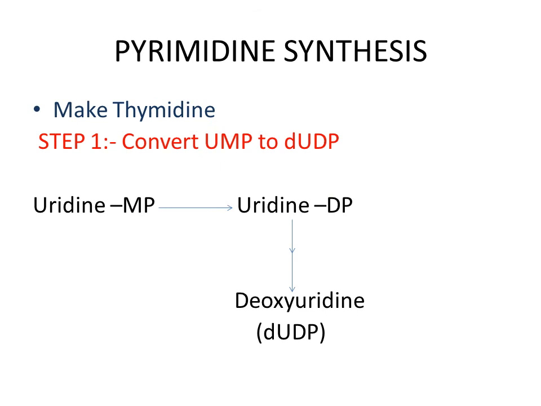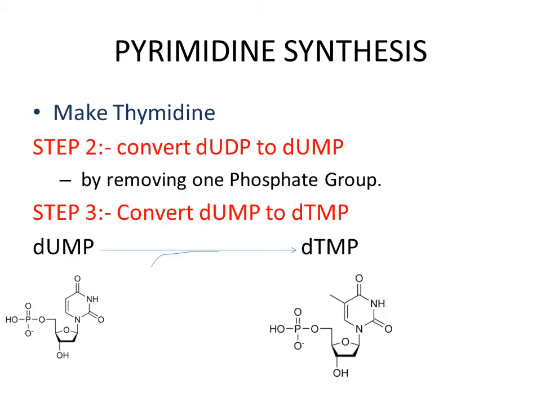So the third pyrimidine is thymidine. We are going to divide thymidine synthesis into 3 steps. The first step is to convert UMP to dUDP. Uridine monophosphate will undergo phosphorylation and create uridine diphosphate, and uridine diphosphate will create deoxyuridine diphosphate with the enzyme ribonucleotide reductase. The second step is to convert dUDP into dUMP by removing one phosphate group, which is called dephosphorylation. The third step is to convert dUMP into dTMP.